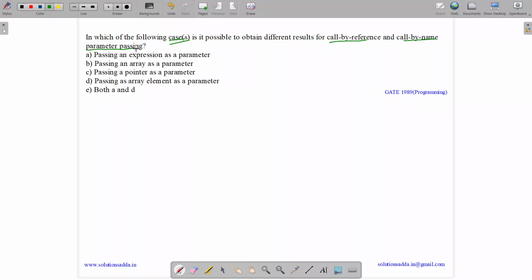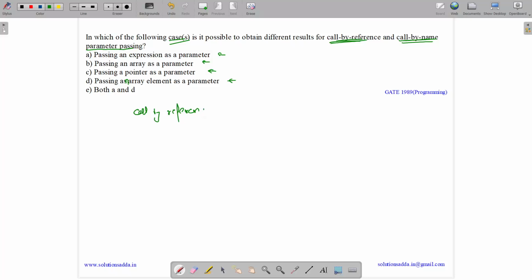So there are various types of parameter passing like call by reference, call by name, call by value. But here only call by reference and call by name has been referred. The options are: passing an expression as a parameter, passing an array as a parameter, passing a pointer as a parameter, passing an array element as a parameter, and both A and A. So let me tell you what is call by reference and call by name.